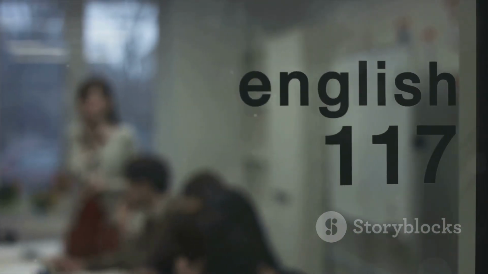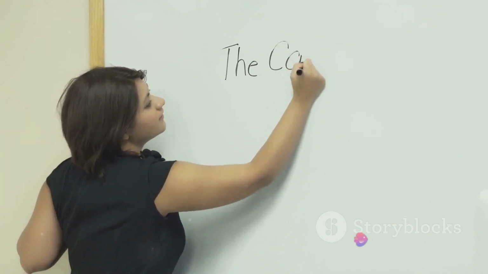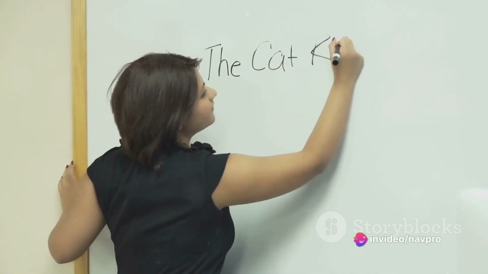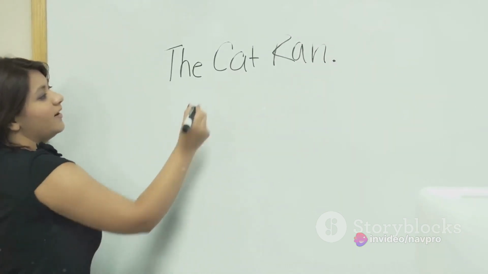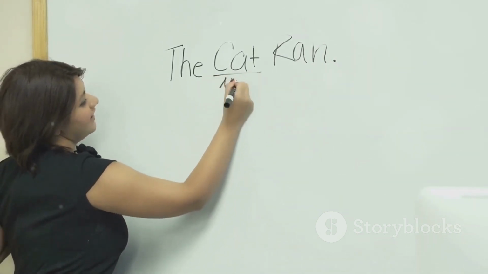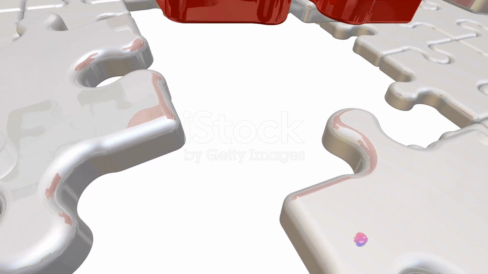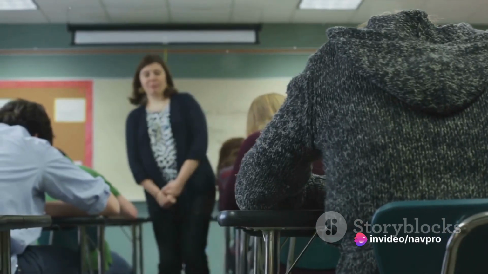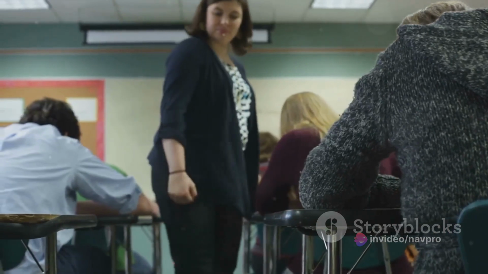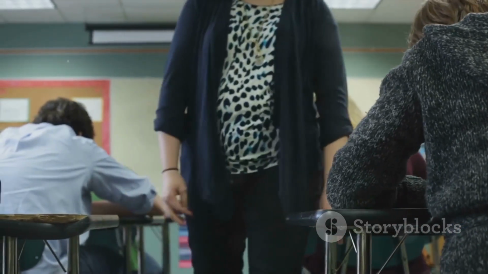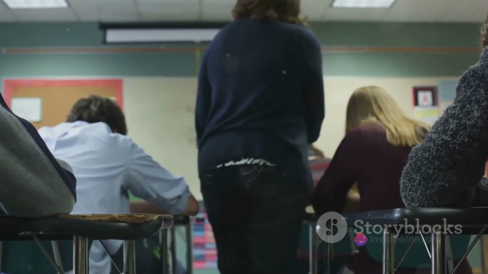Furthermore, variety is the spice of life, and it's also the spice of the IELTS speaking test. So, mix up your sentence structures, use different tenses where appropriate, and throw in some idiomatic expressions if you can. This will show the examiner that you have a good command of English. Remember, the key to part 2 is to stay focused on the topic. Stay organized and show off your English skills. You don't need to be a natural-born speaker to do well in this part. You just need practice and preparation. With practice and preparation, you can ace part 2 of the speaking test.